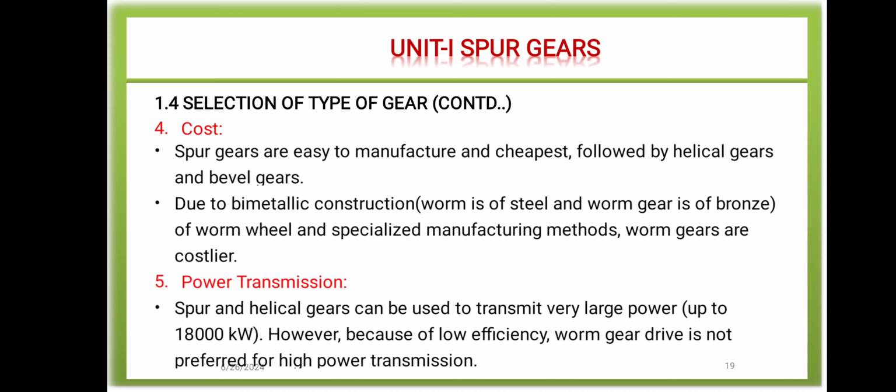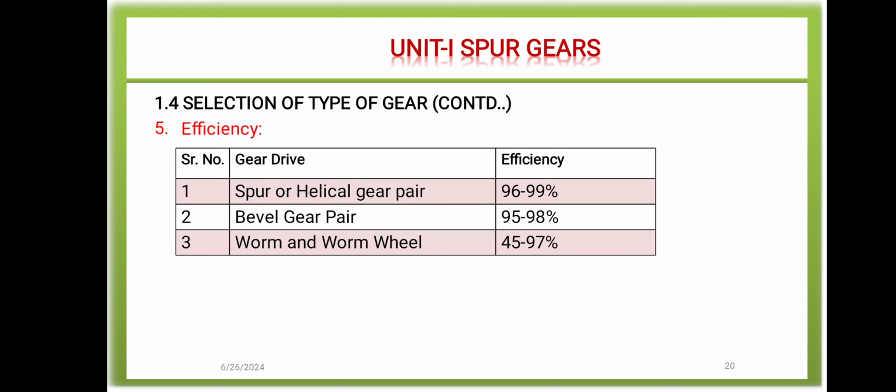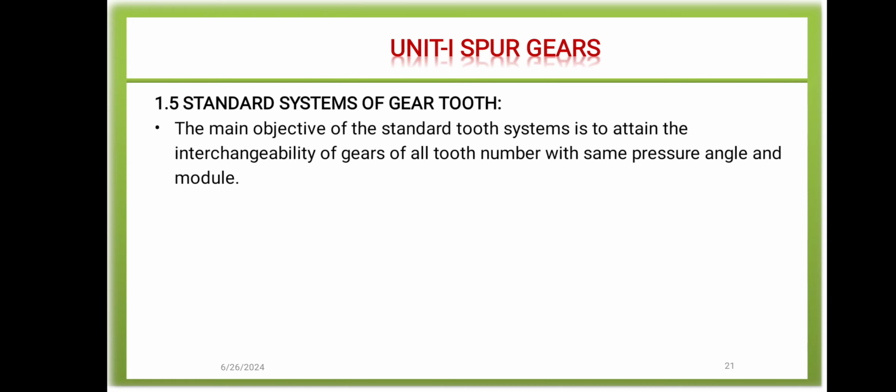Spur and helical gears normally can transmit very large power, up to 18,000 kilowatts. However, because of the low efficiency, one gear drive is not preferred for high power transmission. Then these are the efficiency ranges given for the different types of gears.